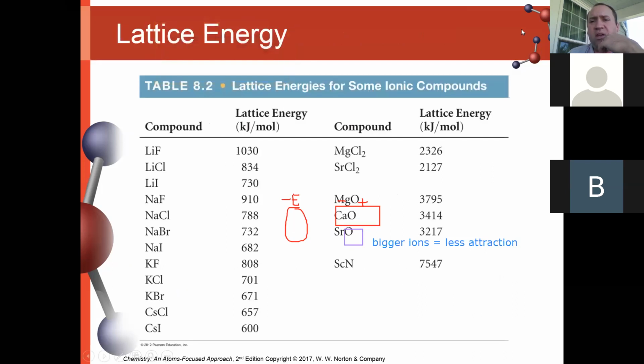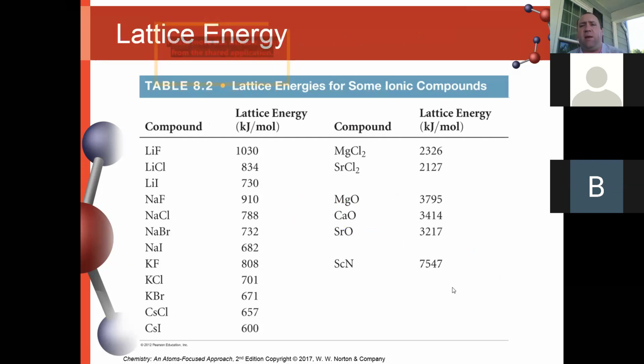And so we can see this manifest. This is a table of lattice energies. And so the two phenomena that we were talking about, charge and size, can be shown here pretty well. So I'm just going to put a check mark here next to all of the compounds that are positive one and negative one, which would be this entire first column.